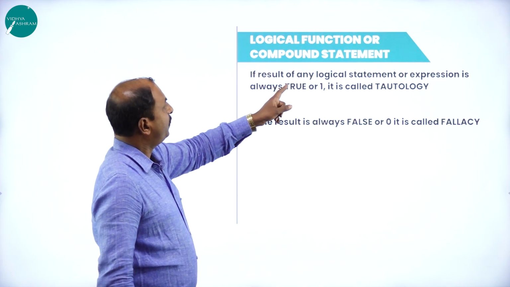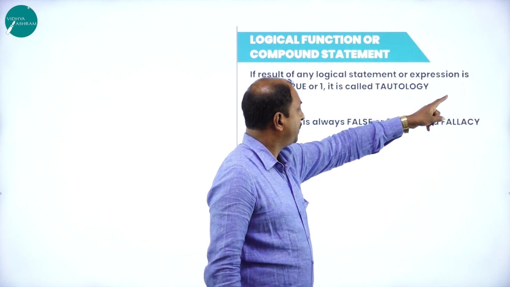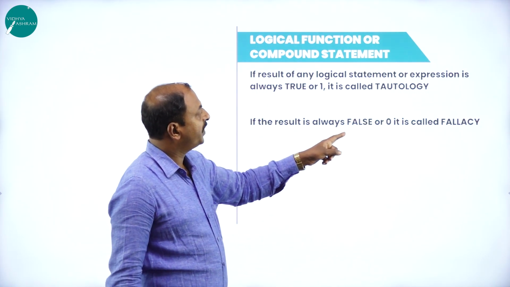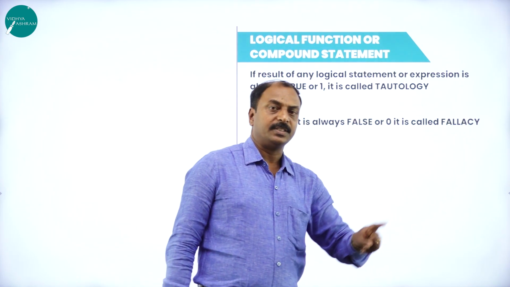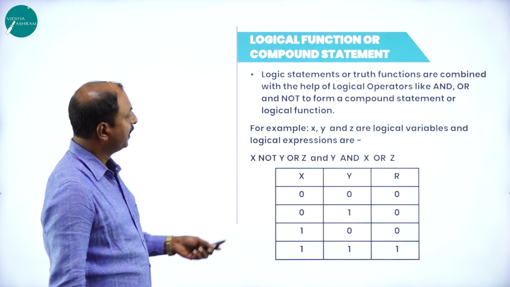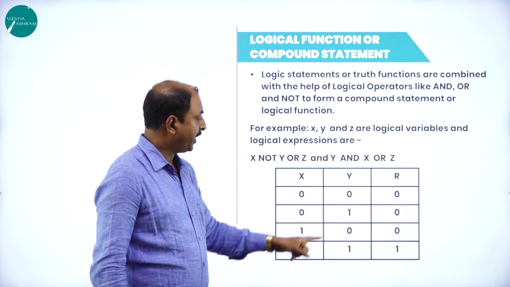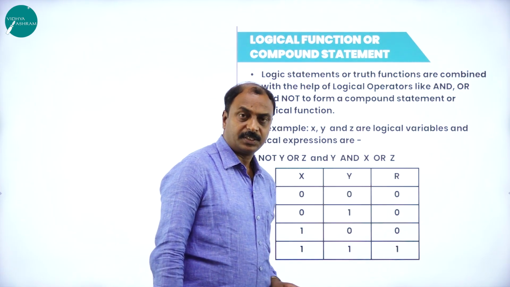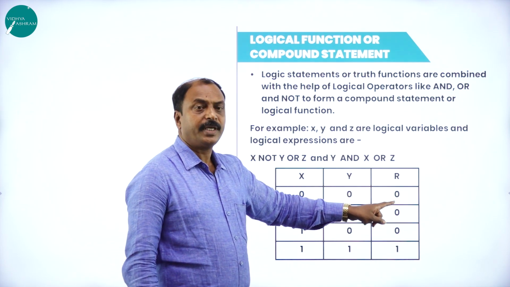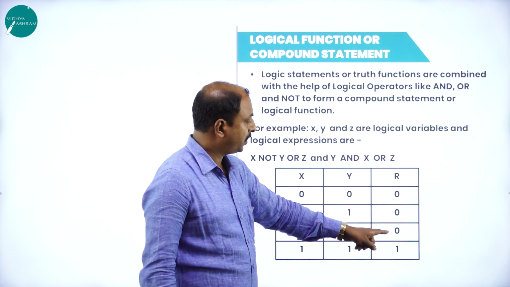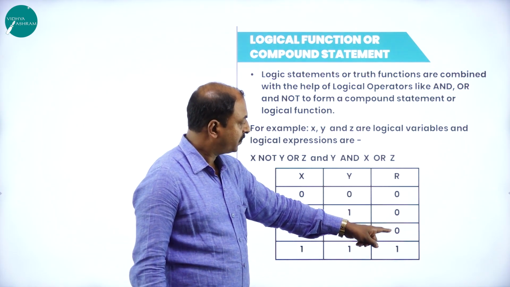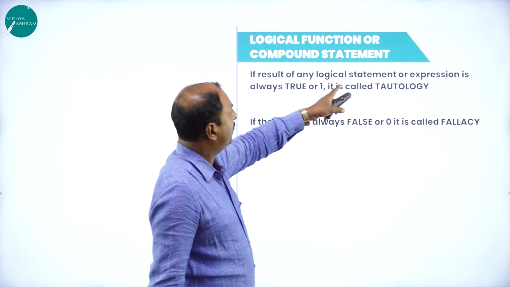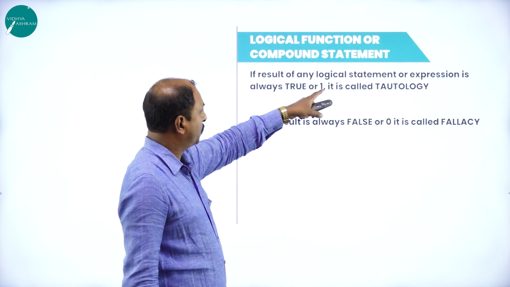If the result of any logical statement or expression is always true or 1, it is called a tautology. And if the result is always false or 0, it is called a fallacy. Now, look at the previous slide here. This is a truth table with the possible values and the results. The results are stored in one of the columns of the truth table. In this example, the results are false, false, false and true. As per the definition, if the result of any logical statement or expression is always true, it is called a tautology.